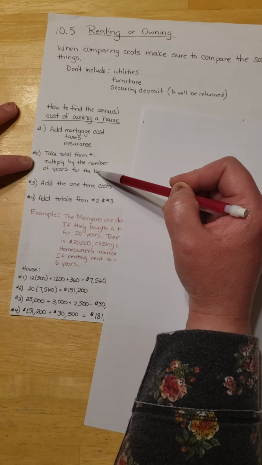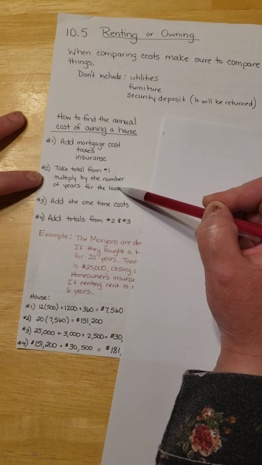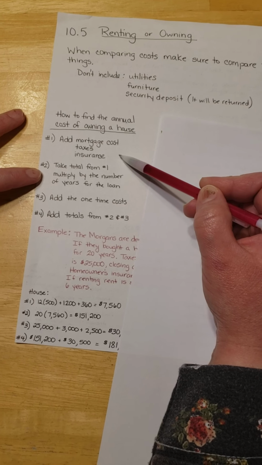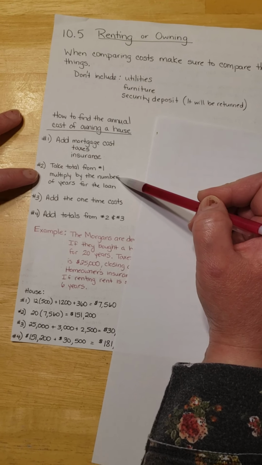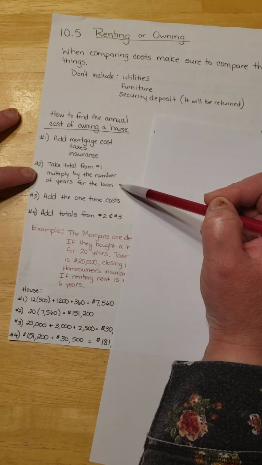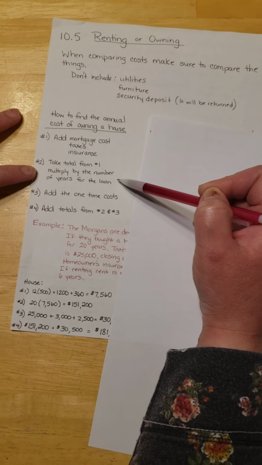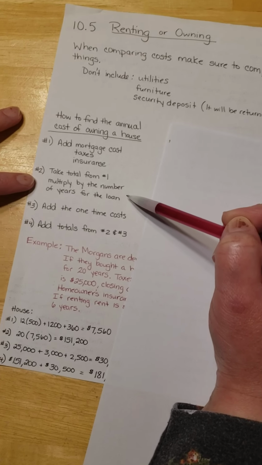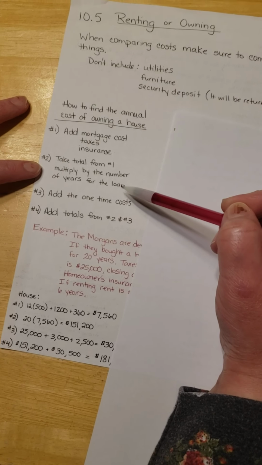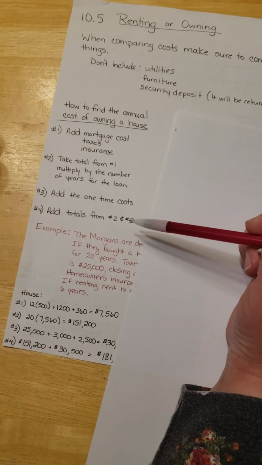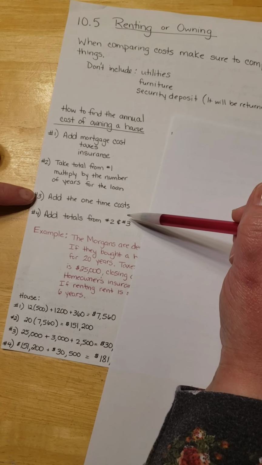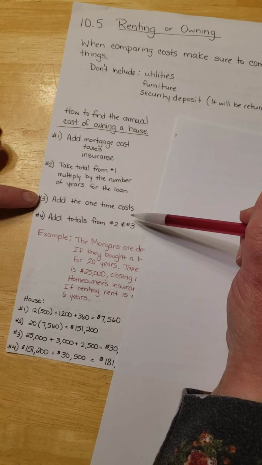Then we've got another step to do. We're going to take the total that we just got from step one and multiply it by the number of years that we plan on having this loan for, whether it's a 15-year loan, 20, or 30. The next step, once we do that, is to add all the one-time costs.